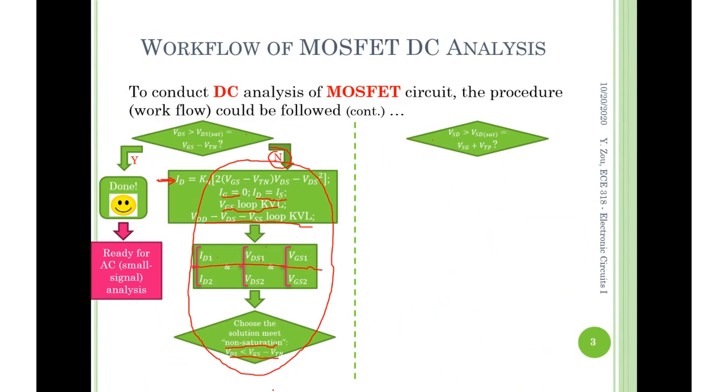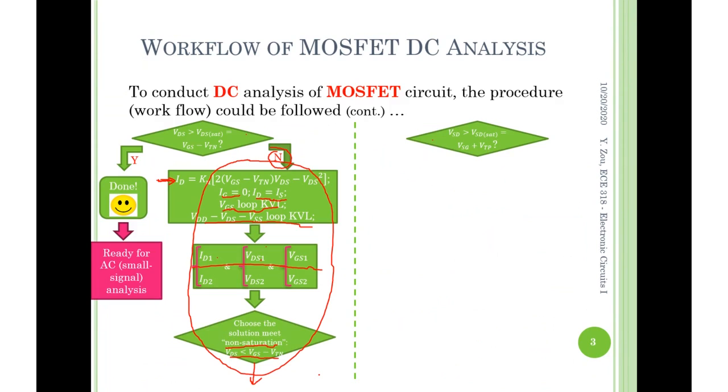And of course, since it's the non-saturation region, this branch has no AC. No further to go. No AC analysis. It is the non-saturation region, the on state. It's a switch. You're not going to have any amplification, so it is meaningless to conduct AC small signal analysis.